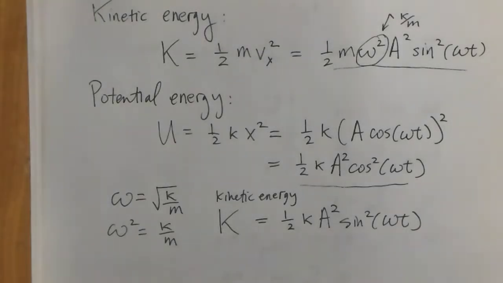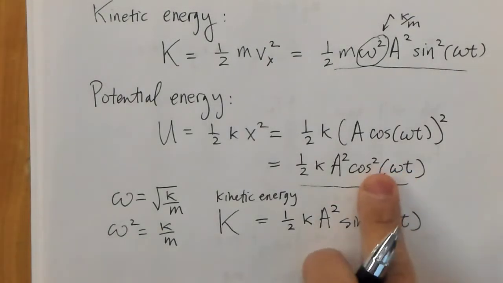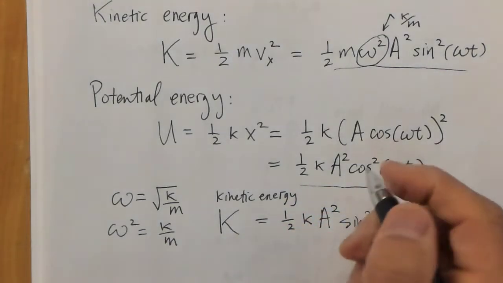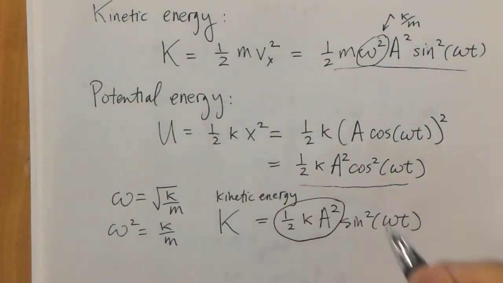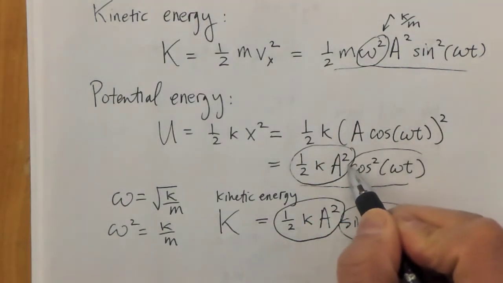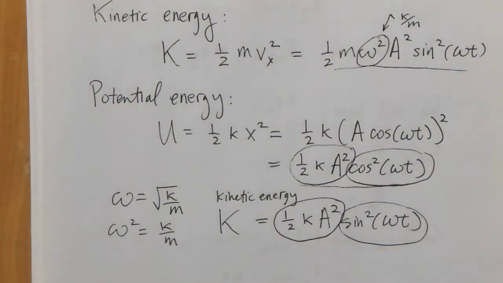All right. Now, maybe some of you anticipate this. I have the kinetic energy, which is 1/2 k a squared times the sine squared of omega t. The potential energy is 1/2 k a squared times the cosine squared of omega t. What is the sine squared plus cosine squared of the same angle? 1, right? Take any angle, sine squared plus cosine squared gives you 1.